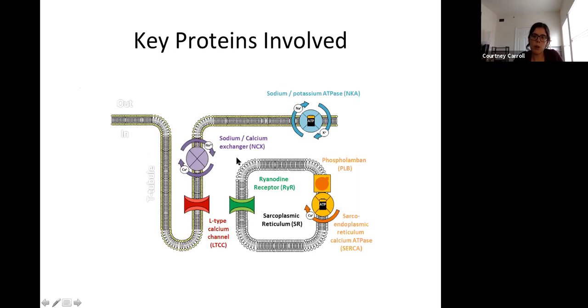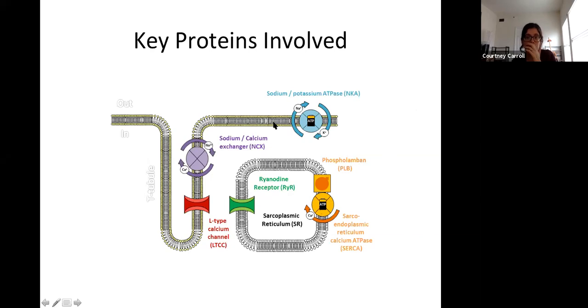So these are the key proteins involved. We have our L-type calcium channels. Calcium will come in. It'll be detected by our ryanodine receptors on the sarcoplasmic reticulum. They will release a wave of calcium. Calcium will eventually be put back by our sarcoplasmic reticulum calcium ATPase back into the sarcoplasmic reticulum. This will take energy.